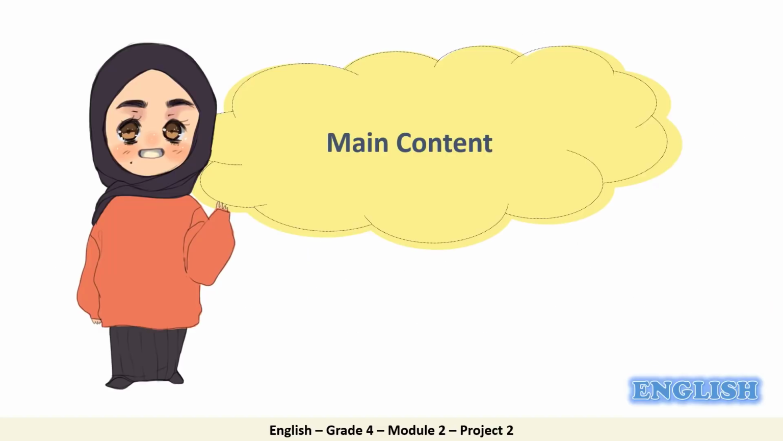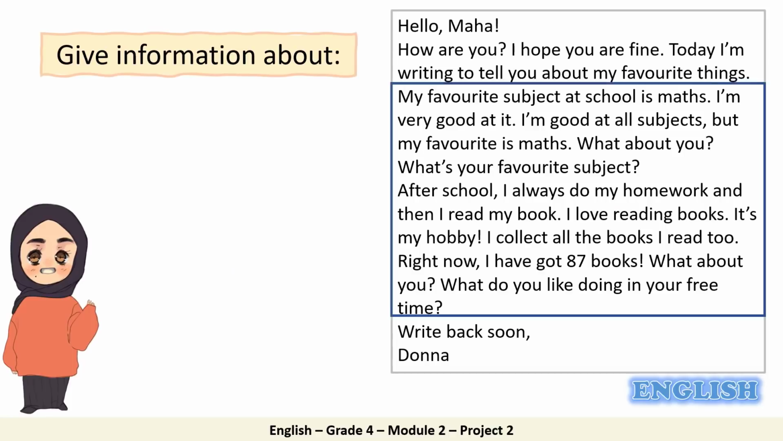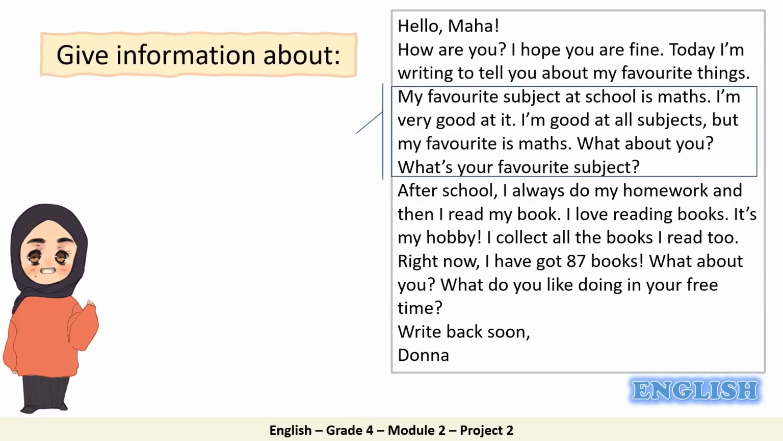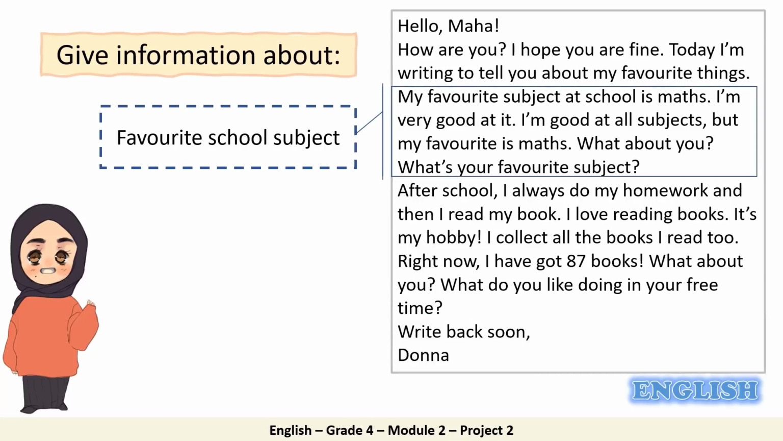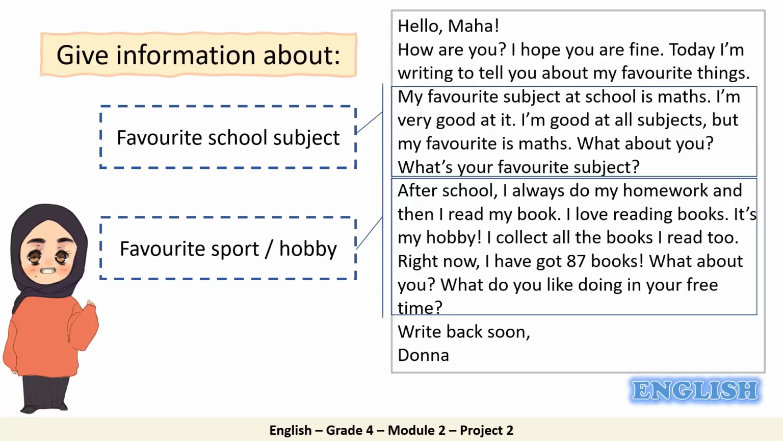Let's move on and talk about the main content, the main part of the email. In this part of the email, you need to give information about the following. Now, this part, Donna wrote about her favorite school subject, and you will do the same. And in this part, she wrote about her favorite sport or hobby, and you will do the same as well.